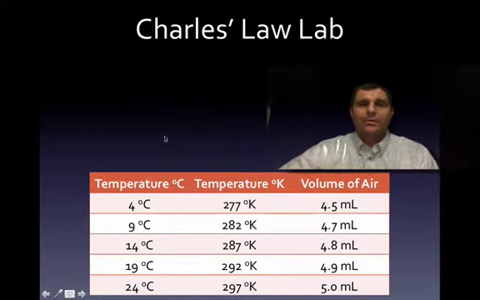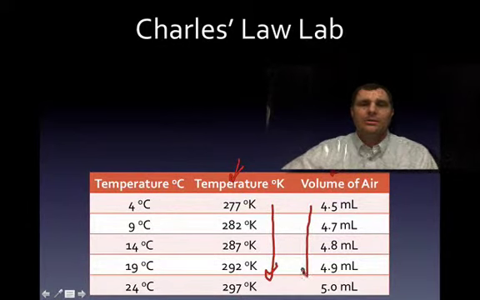Now, the next thing that we want to look at is we want to compare those two different variables. So I want to look at my temperature, I want to look at my volume of air. Now, as I look at it and I go down, I see as temperature increases, my volume of air increases. Good. We're going to call that a direct relationship. When they do the same thing with each other, that's direct.